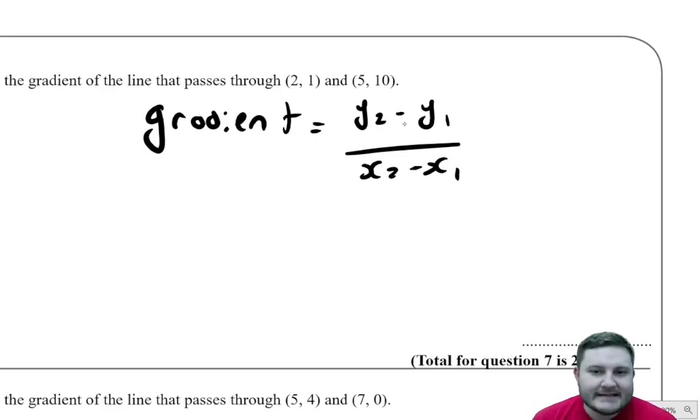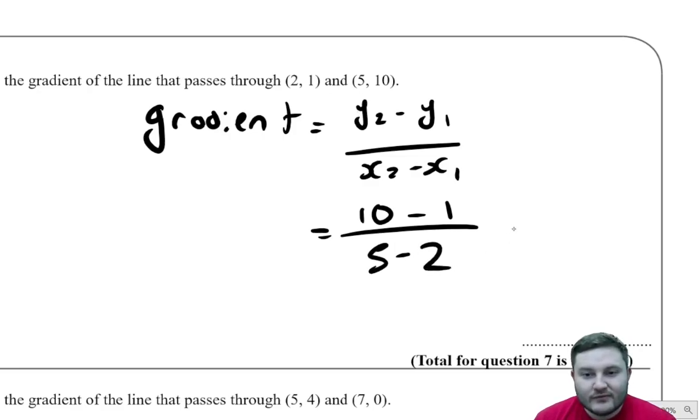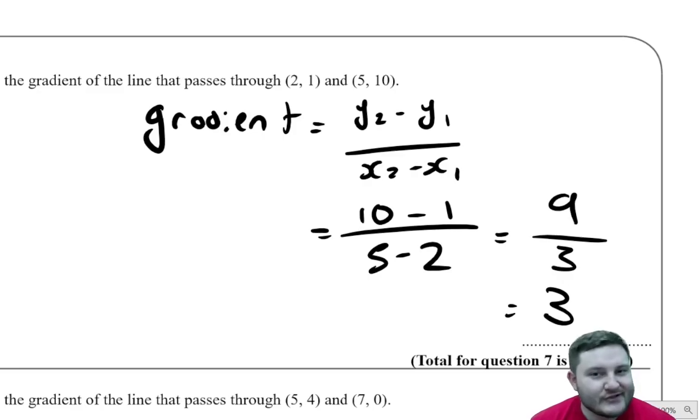Now, what this means is the second y coordinate of the two that you've got, take away the first y coordinate, and then the second x coordinate, take away the first one. So in this case, the second y coordinate is 10, the first y coordinate is 1, divided by 5 take away 2. Well, 10 take away 1 is 9, 5 take away 2 is 3, 9 divided by 3 is 3. So the gradient is 3.